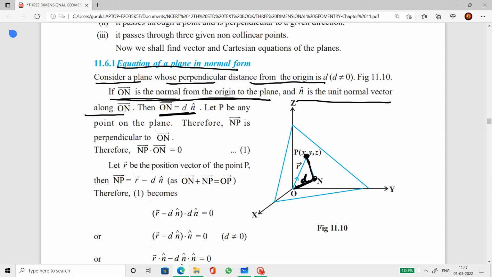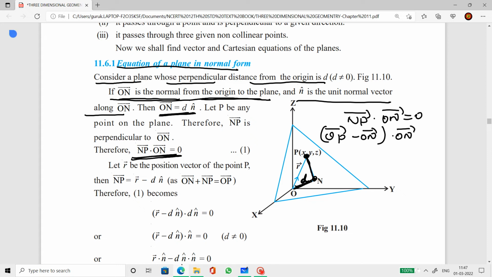So that means NP dot ON equals 0. Correct? NP vector dot ON vector equals 0. What is NP vector? OP vector minus ON vector.